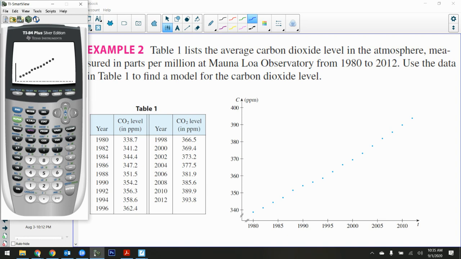So I'm going to go back out to my home screen, and I'm going to run the regression now. That's in Stat, and then scroll right once to Calc. And you see all of the regressions that your calculator does, starting with linear regression at number 4. So I'm going to run that regression. And there's my equation.